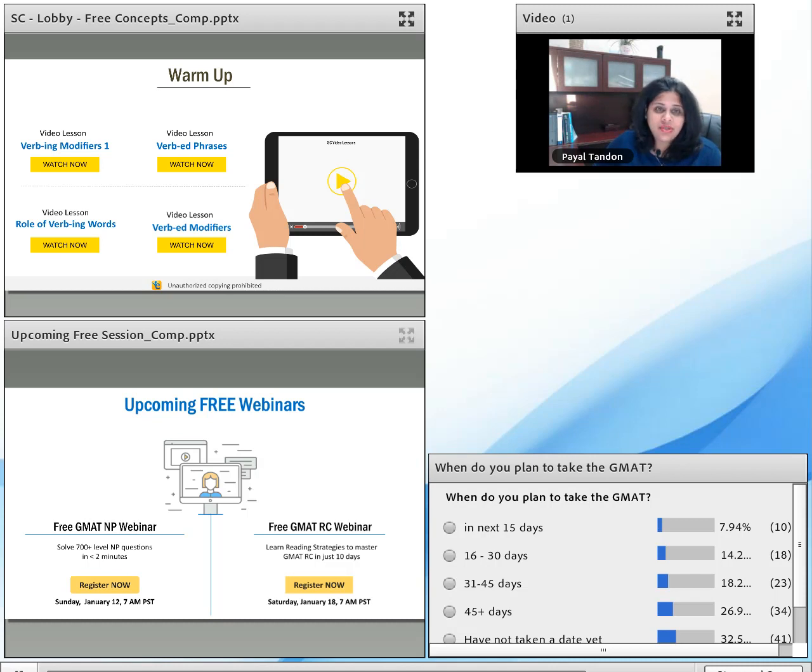For that reason, we want you to have a certain background in certain concepts, which is why we shared these concept files with you: verb-ing modifiers 1, verb-ed phrases, role of different verb-ing words, and verb-ed modifiers. These are basic concepts that help you understand how different constructs of the English language are utilized to communicate meaning. If you had a chance to go through them, well and good; your learning will be reinforced as we solve the questions here. If you were not able to, these are part of your free trial, so definitely log into e-GMAT at your own convenient time and look at these concept files. You'll get to learn a lot.